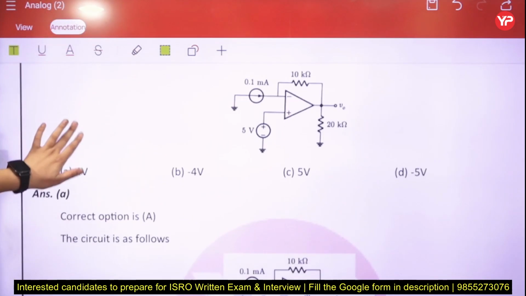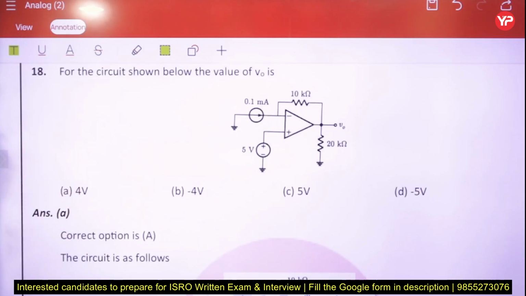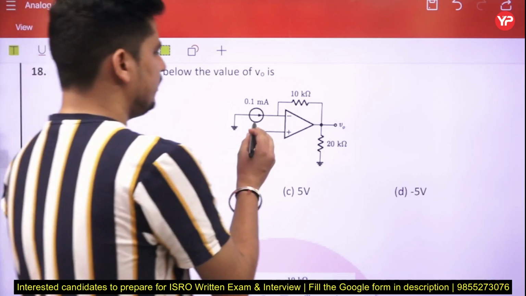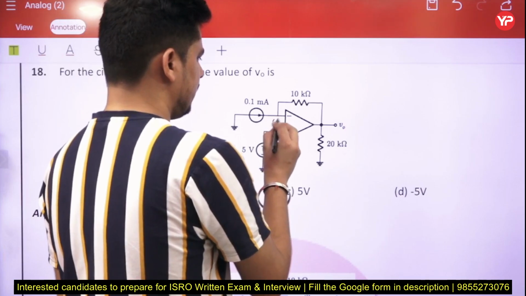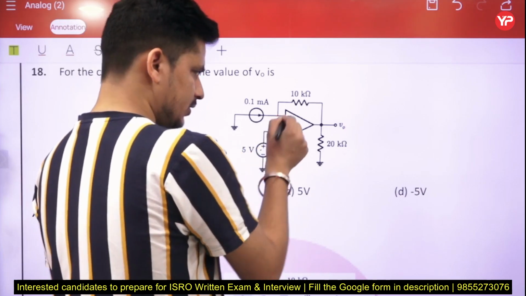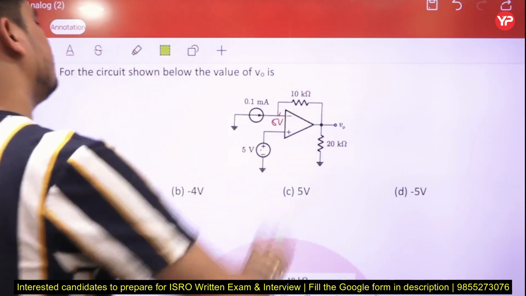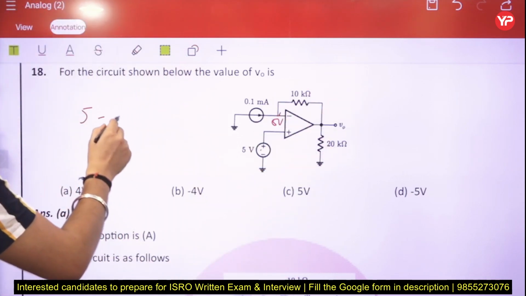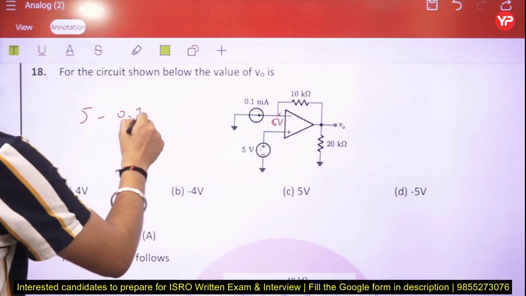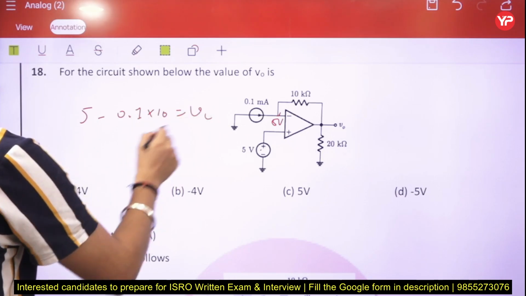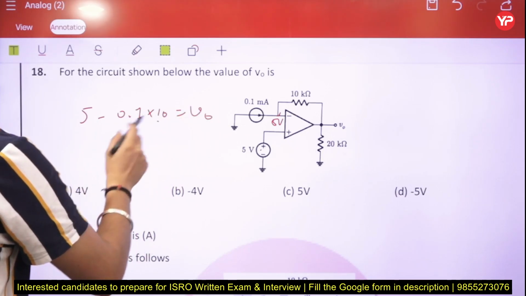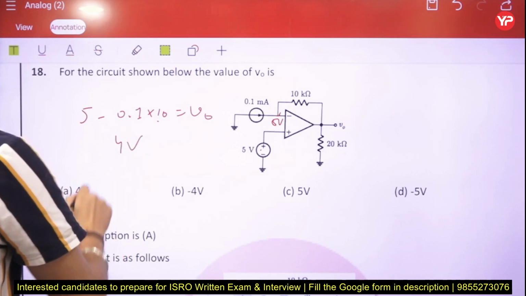Yeah, these are the questions from the operational amplifier. For the circuit shown below, we have to calculate the output voltage. Basically, if 0.1 milliampere current is going through this one, there is 5 volt here, because these two terminals have the same voltage, Vp equals Vn. So this is 5. You can apply KVL: 5 minus 0.1 times 10 equals the output. So that is 5 minus 1, 4 volt. Answer will be A.